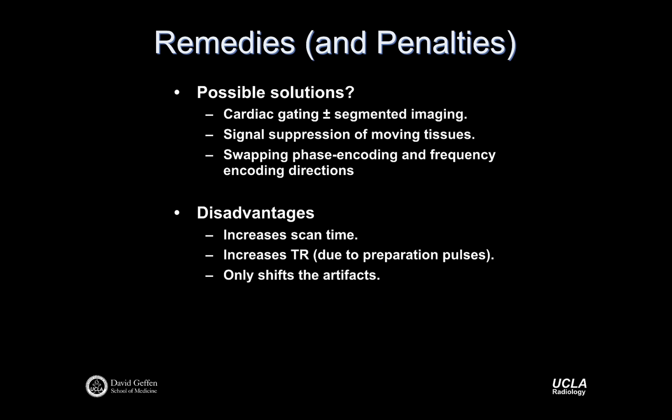Obviously, there are disadvantages if you're going to use things like cardiac gating or some kind of respiratory navigation, that's going to, in some sense, increase your total scan time. Increases to the TR can help, although faster imaging is usually going to be the thing that gives you the smallest artifacts.